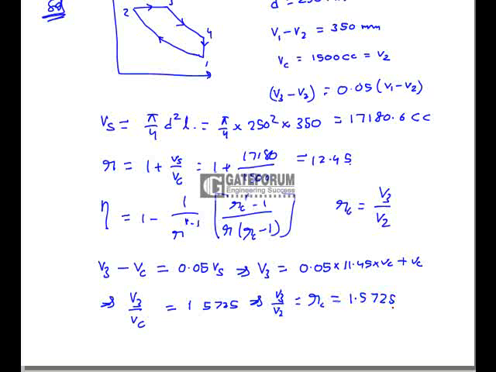Now substitute these two values. Here the cutoff ratio is equal to 1.5725, the compression ratio is equal to 12.45, and gamma, the adiabatic index, is given as 1.4. Now substitute all these values and we get 59.7%. So in the options, the right option is D.